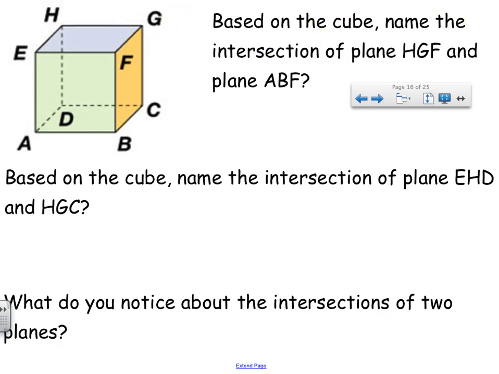So based on the cube, name the intersection of plane HGF and plane ABF. So I'm a visual person. I like to color things. HGF is the top of the box. Okay, I'm going to go ahead and shade it in red. That's the top. ABF, A, B, and F is the front of the box.